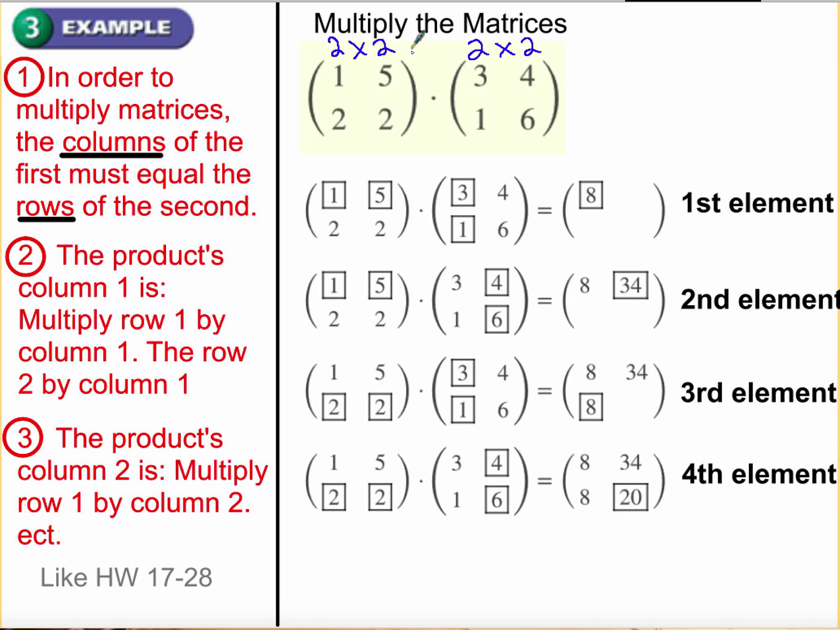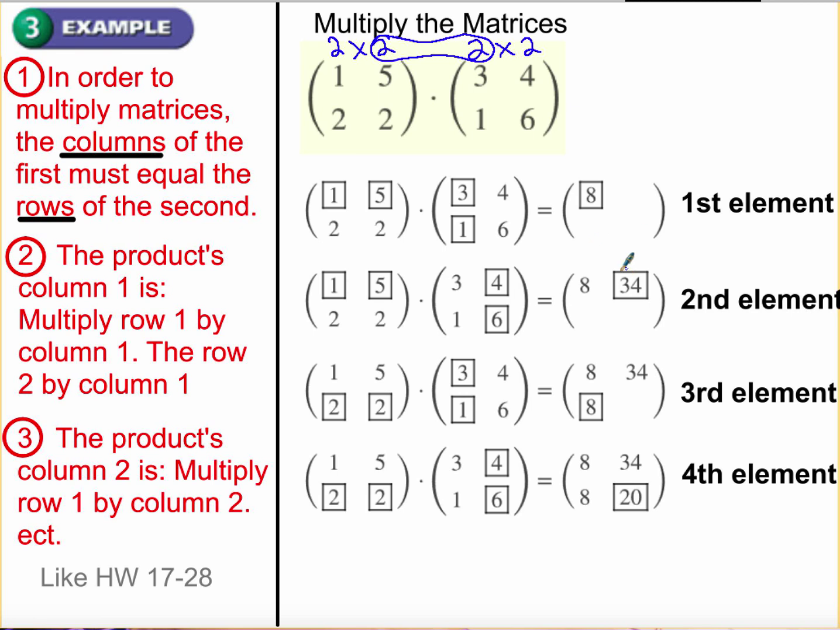What step number 1 is saying is that this number and this number have to be the same in order for these matrices to be able to multiply. If those numbers are the same, awesome, you're going to be able to multiply these matrices. Also, it tells you what the resultant matrix is going to look like, because what's left over on the outside tells you the rows and columns of the answer you'll get. So the answer that I'll get from multiplying two 2 by 2 matrices together is going to also be a 2 by 2 matrix.